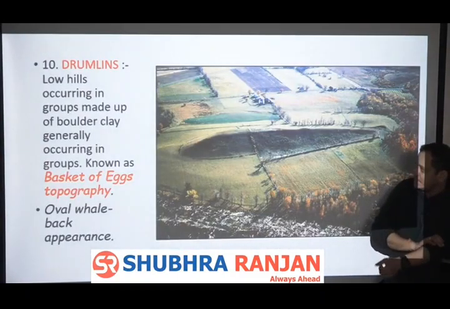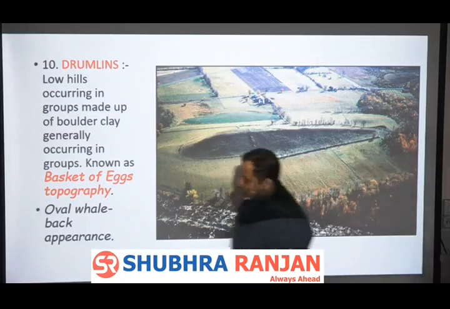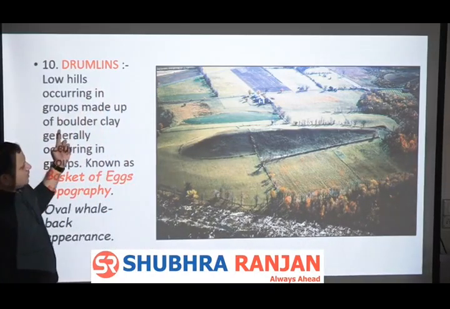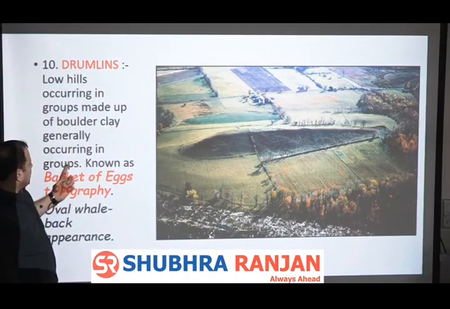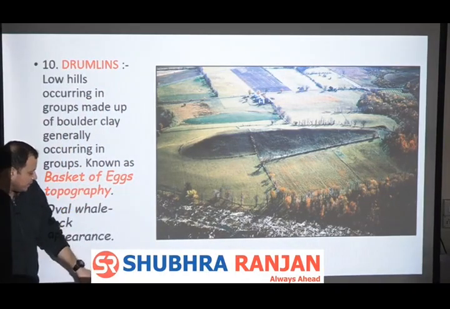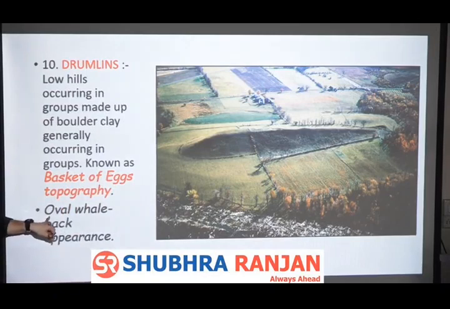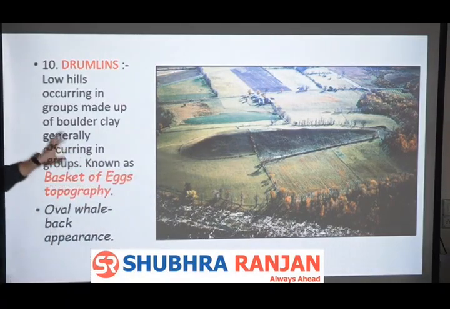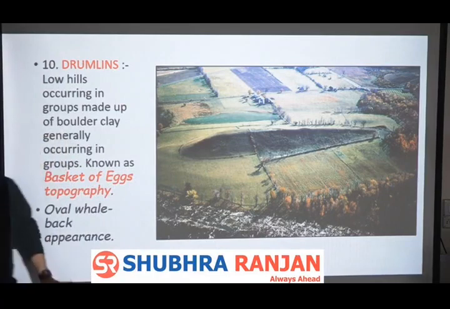So, drumlins. Low hills occurring in groups, made up of boulder clay, are known as the basket of egg topography, or also as oval whaleback hummocks. They have a whaleback appearance. So this is an example of a drumlin. Made up of boulder clay, matlab kya?